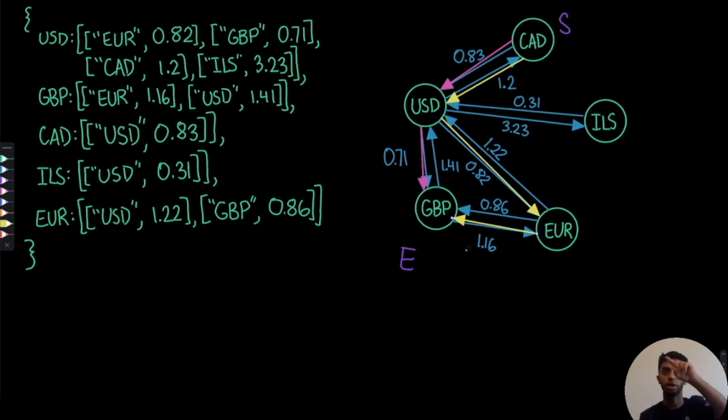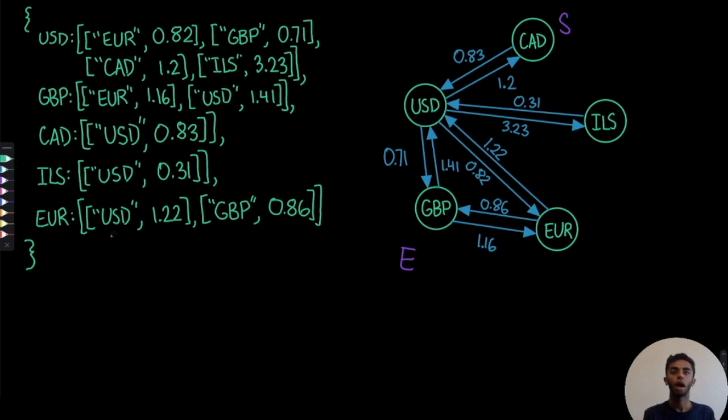First option is go from Canadian dollars to US dollars to the pound. The second option is to go Canadian dollars to US dollars to the euro to the pound. Basically what we want to do is multiply all of the exchange rates in each of these paths and figure out which one is bigger.